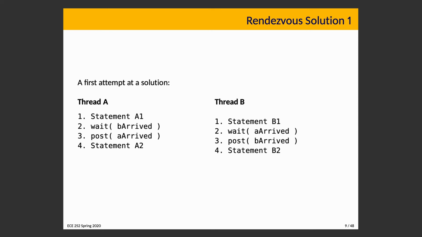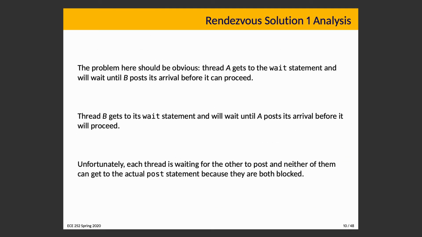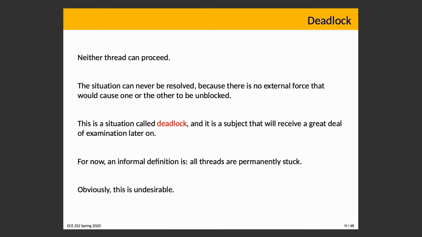This, of course, makes it a lot harder to prove that something is correct. If something is correct, you have to try lots of scenarios to convince yourself that it is correct. If something is wrong, you only have to try the one scenario that you know is going to fail. So, yeah, neither thread can proceed, and this situation can actually never be resolved because there's no other force that would cause one or the other thread to be unblocked.